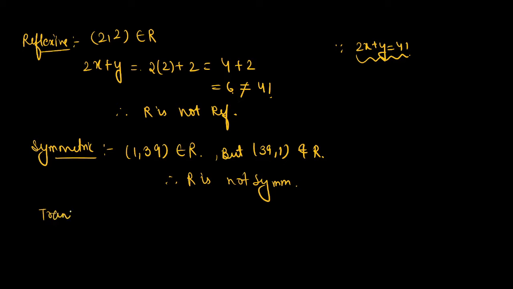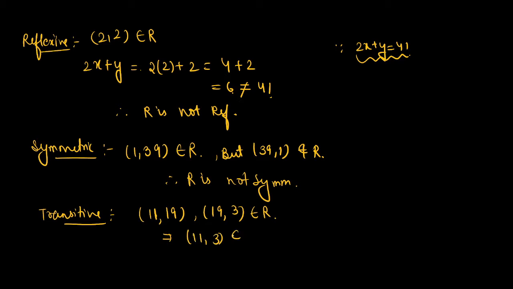Is my relation transitive? So for transitive, consider ordered pairs of (A, B) type. The first element will be (11, 19) and the second element is (19, 3). If these two ordered pairs belong to R, but whenever we take (A, C), that is (11, 3), this ordered pair does not belong to R, because 2x plus y, that means 2 into 11 plus 3, does not equal 41. So this implies my relation R is not transitive also. So I can say that this relation R is neither reflexive nor transitive and not symmetric.